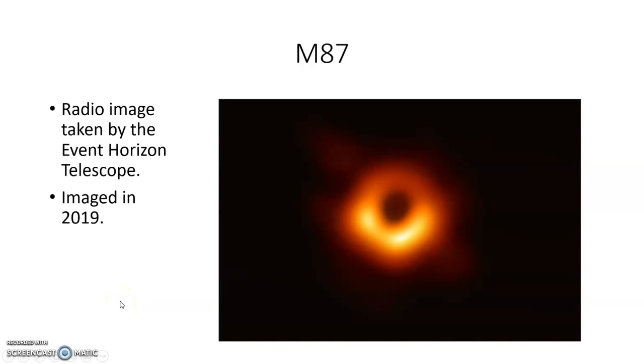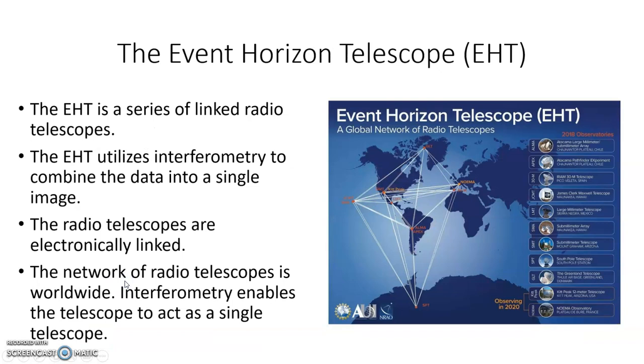Okay, so as I've already shown you in class or in my screencast previously, this right here is a radio image of the black hole at the center of M87. This radio image was taken in 2019, and it was taken by the Event Horizon Telescope. The image of the black hole itself was created by linking together radio telescopes. That's right here. Radio telescopes that are scattered around the world. Scientists and engineers then use a technique called interferometry to combine the data from these individual radio telescopes, this network here, into a single image.